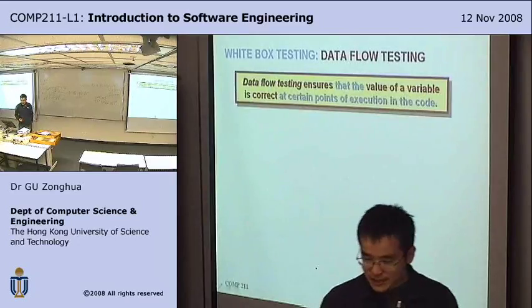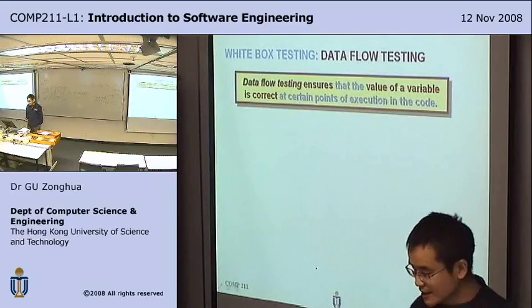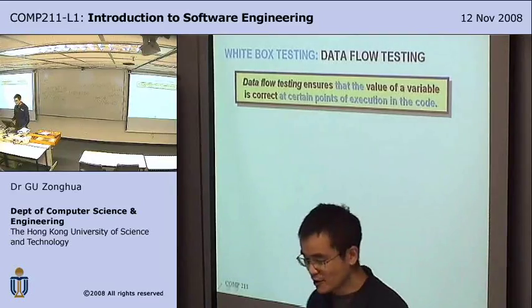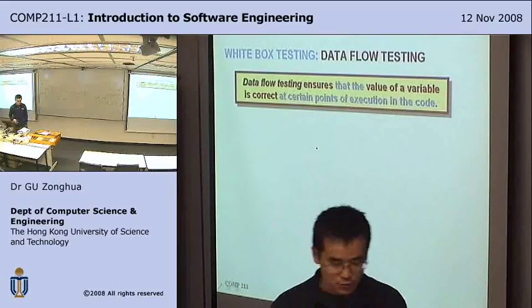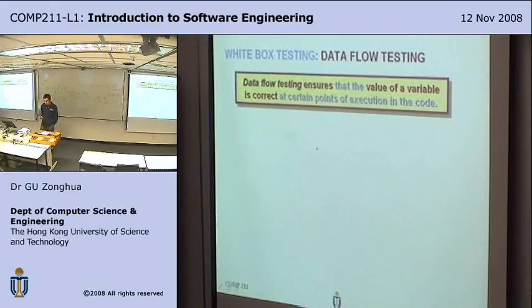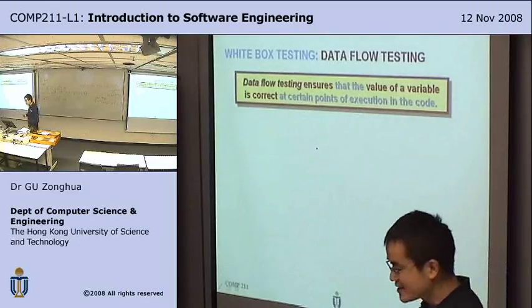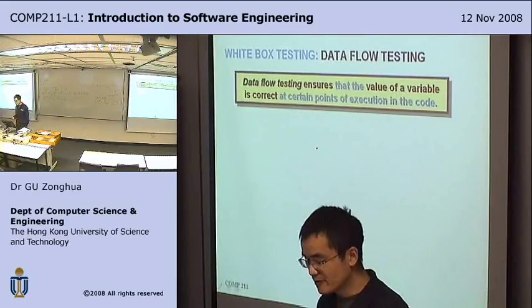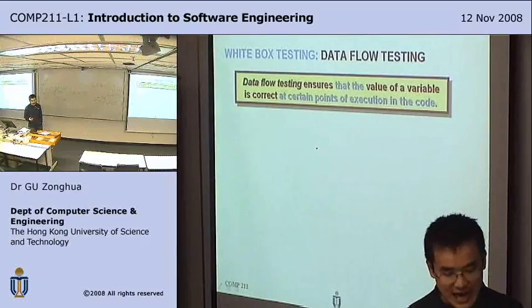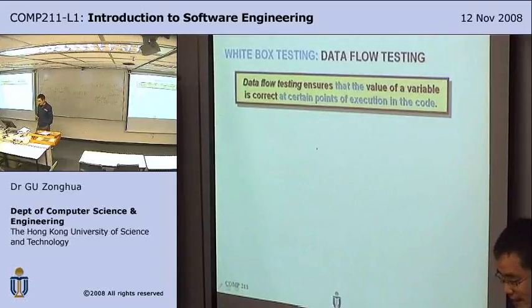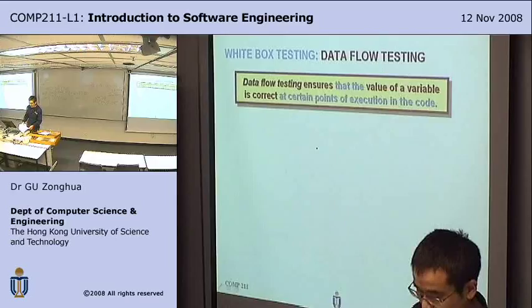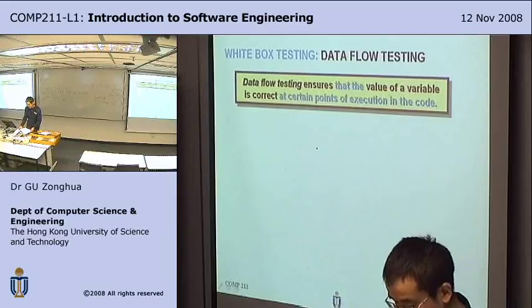So data flow testing is to ensure that the value of a variable is correct at certain points of execution in the code. In the previous discussion, all the testing methods we discussed are control flow testing. That is, you're focusing on the different paths through the program by trying all the true-false branches of the conditional testing nodes.